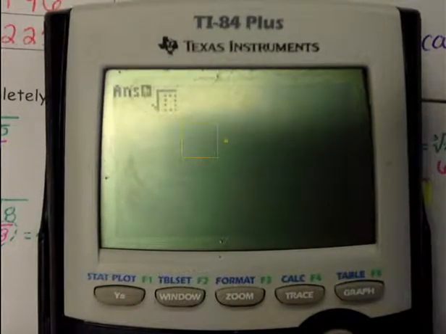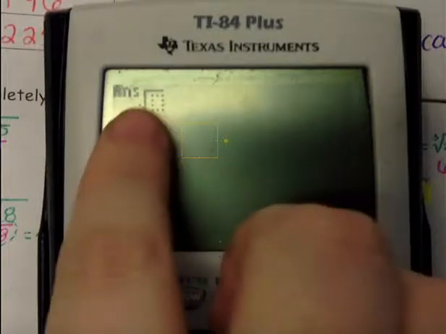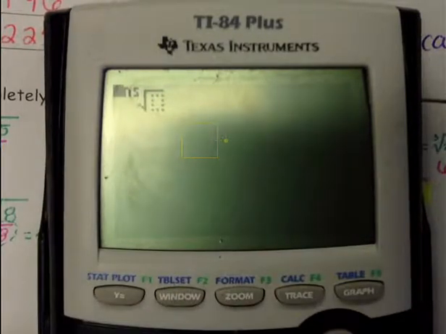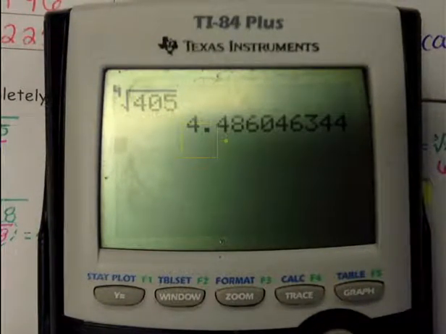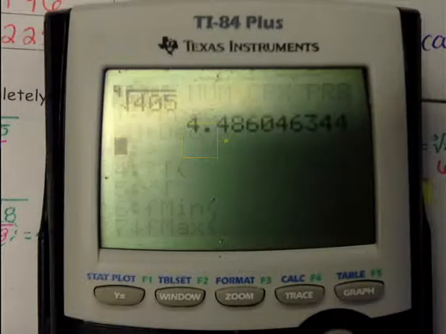Now I'm going to change this part, because right now it says answer because it was from my last answer. I want to change that number to a 4. I don't delete it. I don't clear it. I just type in the number 4. That's my 4th root. Then I want to type in 405 because that was my first original problem. I get this decimal.